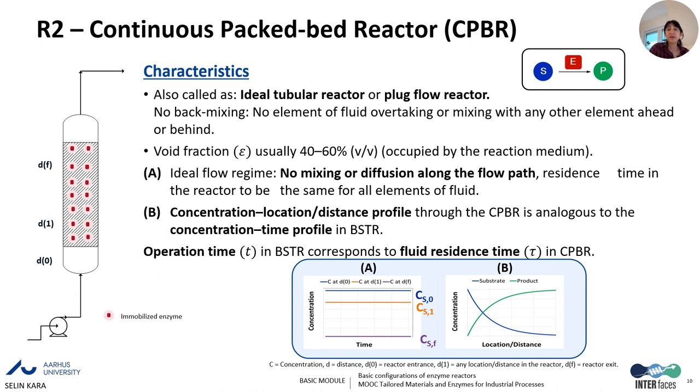As we did for the BSTR, the first reactor, we work with two different figures. The first one, A, shows the concentration over time. Again, the blue one is the starting substrate concentration, and the lilac one is the end substrate concentration. What this graph means is that at the entrance of this reactor, we have the highest substrate concentration, whereby the substrate is converted along this reactor, and at the exit of this reactor, we have the lowest concentration.